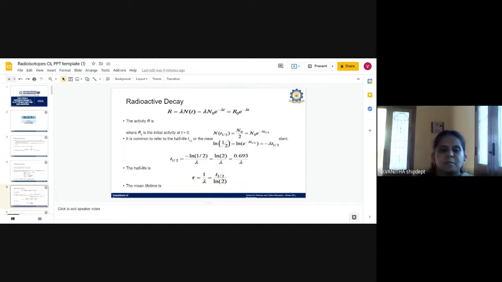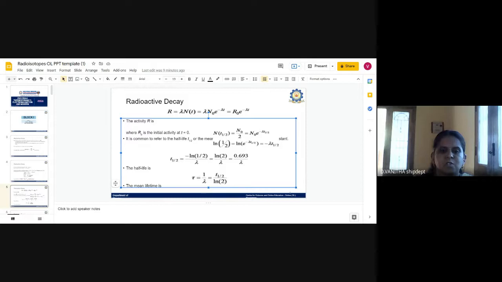From this, the mean lifetime can be calculated. Tau is equal to 1 by lambda, which is equal to T half divided by ln 2. This is the mean lifetime, tau is equal to 1 by lambda, where lambda is the disintegration constant. So from here we can write T half is equal to 0.693 times tau. You can write it like that also.